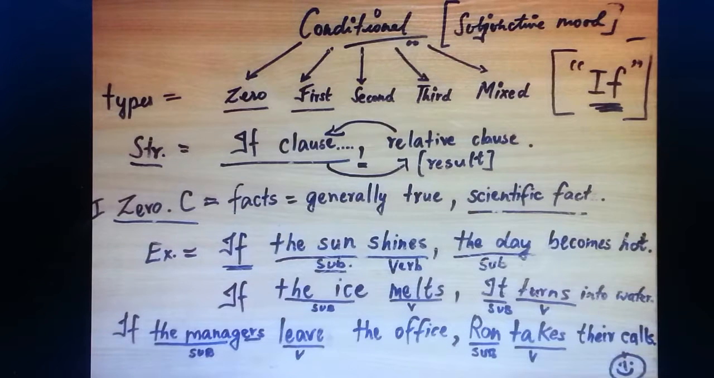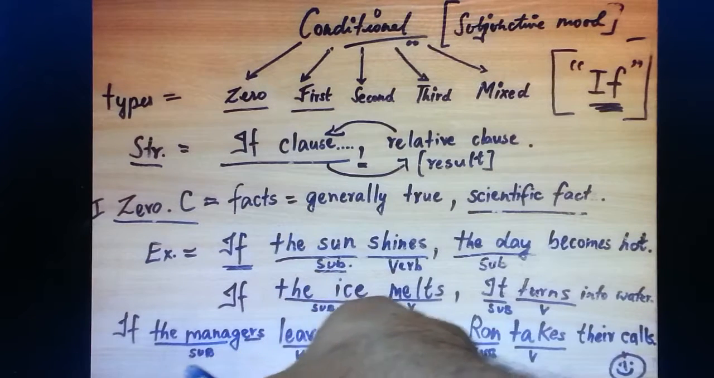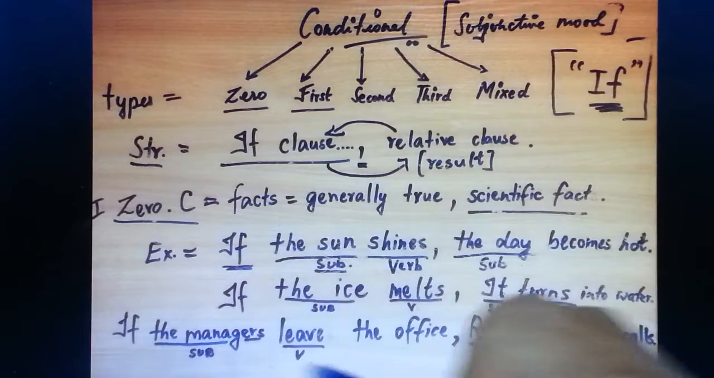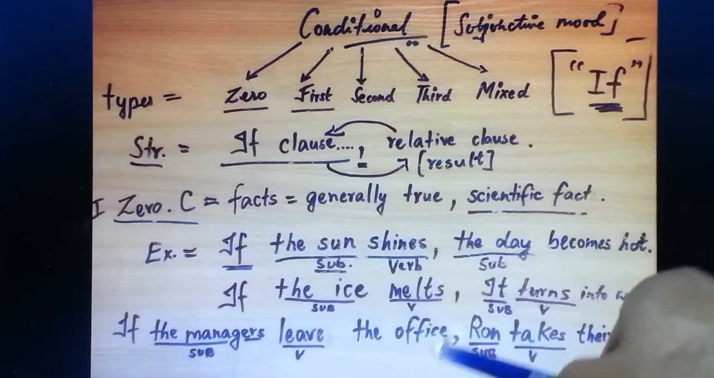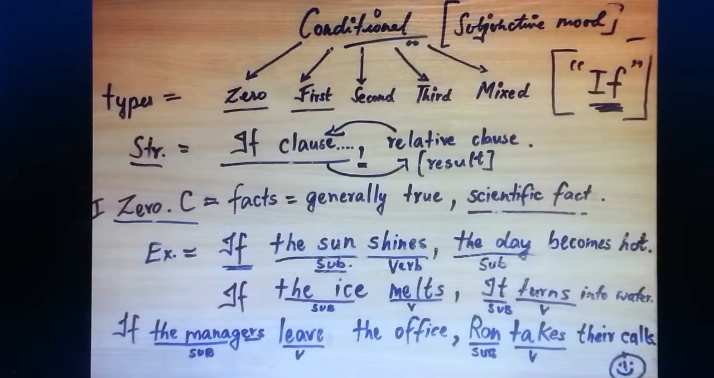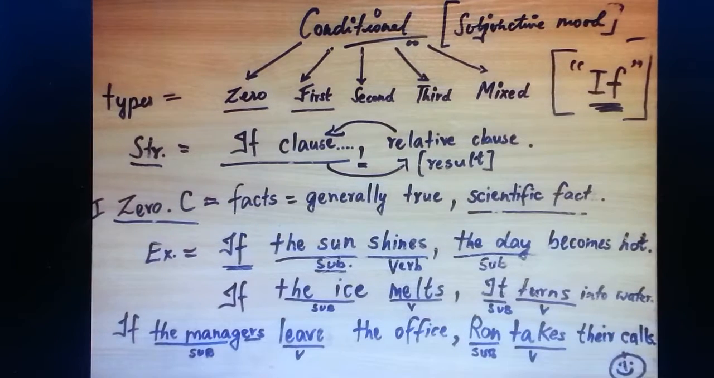Yeah, we are talking all about scientific things and generally true things, etc. Let's talk about human beings. So, look at the sentence. If the managers leave the office, Ron takes their calls. So look at the sentence. We have the if clause and we have the relative clause. We have if, the most important component, and the second most important component, the comma. Good.